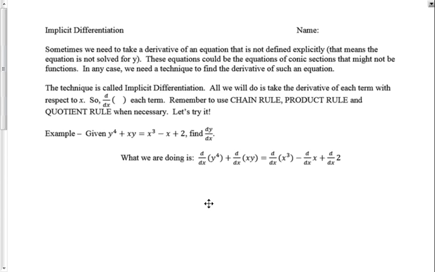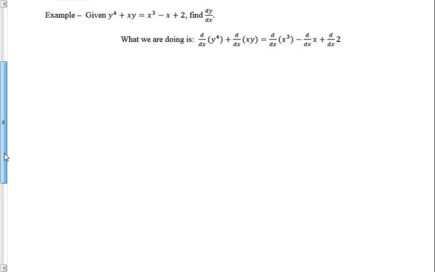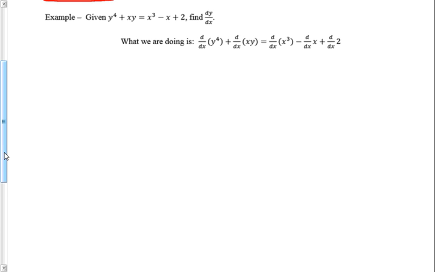So what we're going to do is take the derivative of each term with respect to x. And so basically we're going to do d/dx of each term. And what we need to remember is we've got lots of chain rule, lots of product rule, and some quotient rule where necessary. So we're just going to go through and take the derivative of each term individually with respect to x. So for this example, we start with y to the fourth plus xy equals x cubed minus x plus 2.